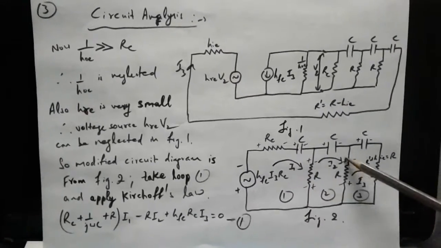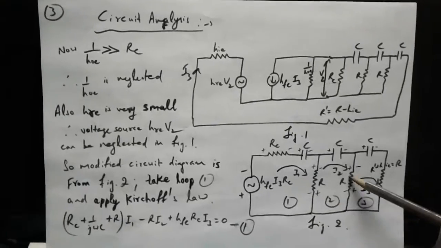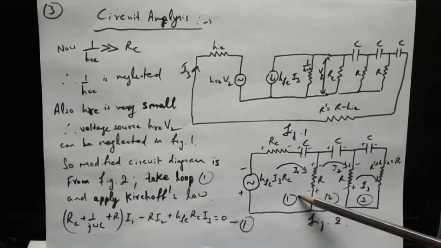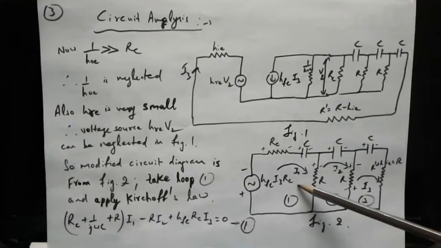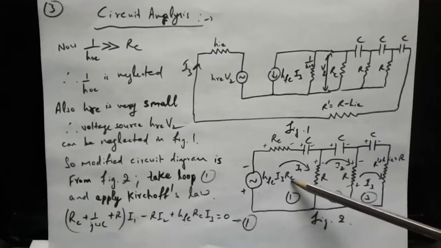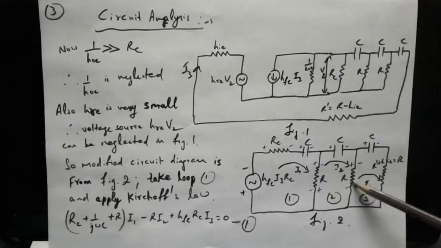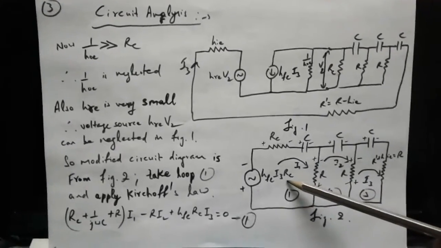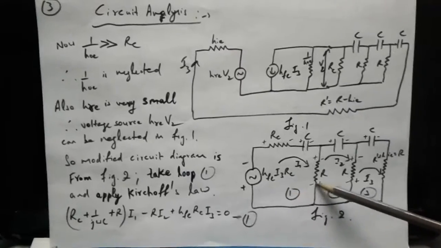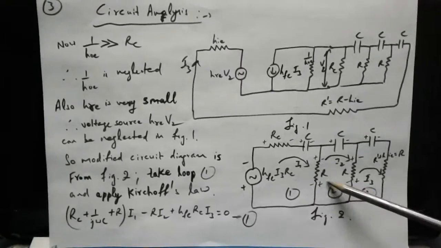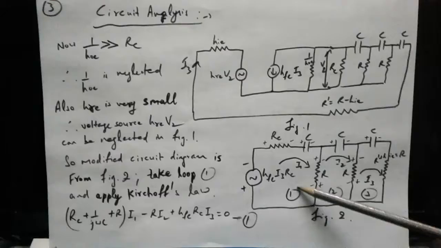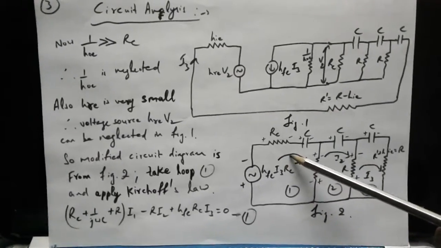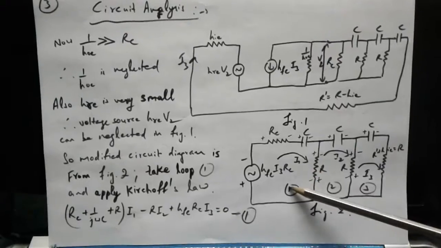Now we just have to solve this circuit, and for that we will use Kirchhoff's law. So there are three loops, closed loops. We will apply Kirchhoff's law one by one in the first loop, then second, then third. Now how will we apply it? Suppose we are moving in the first loop in the clockwise direction.